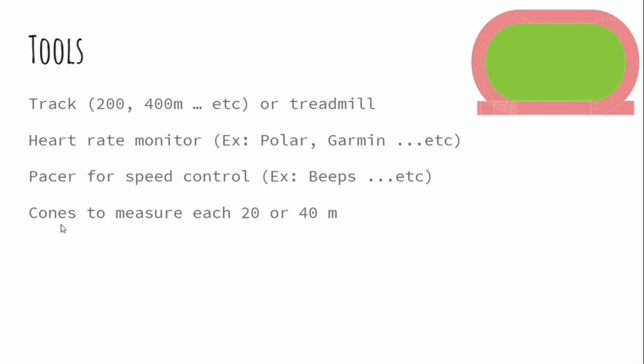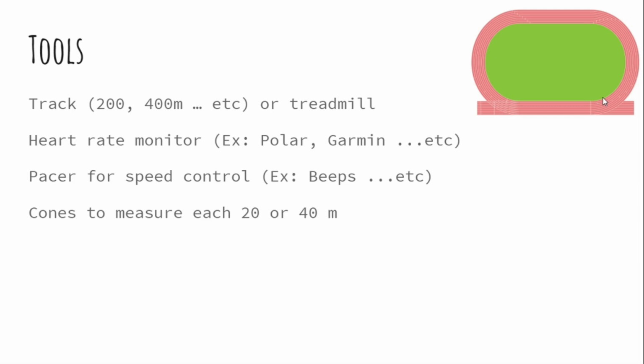You need a pacer on the cones. Pacer, for example, beeps. I'm gonna explain how you use the pacer on the cones. You put cones every 20 meters on the track, and you listen to the beep by speaker or headphones or earphones or whatever. And every beep you have to reach a 20 meter cone. Next beep, next 20 meter cone, next beep, next 20 meter cone. And the beep is consistent every 200 meters.